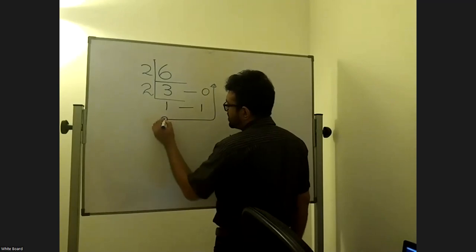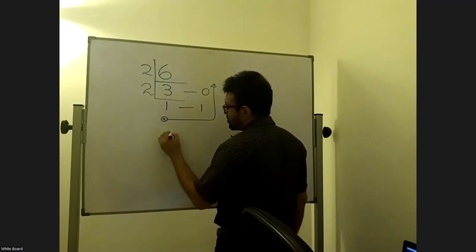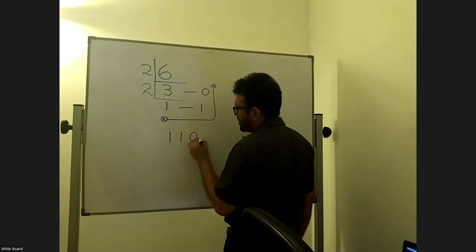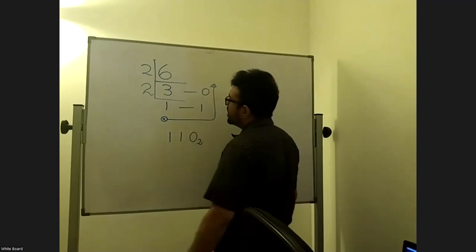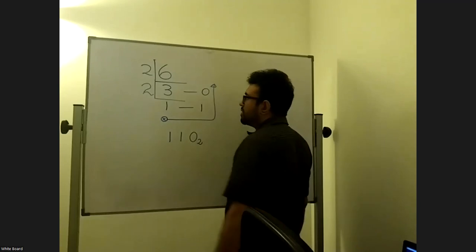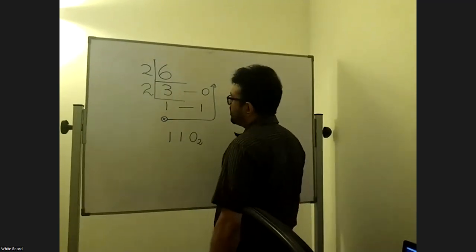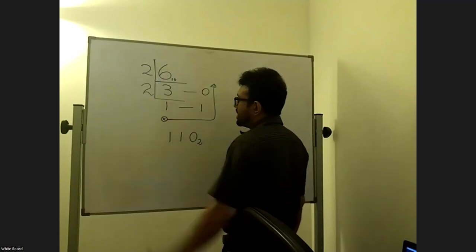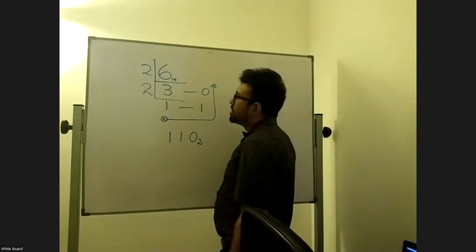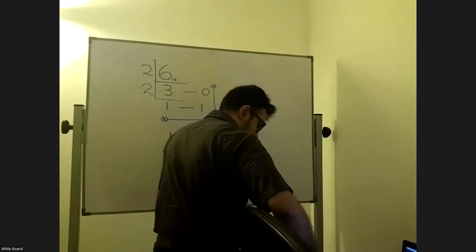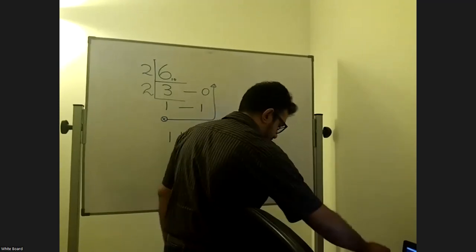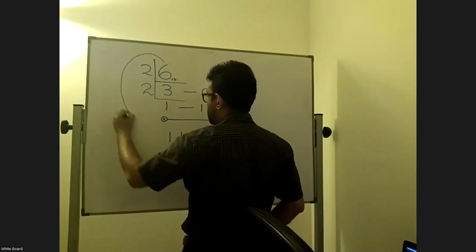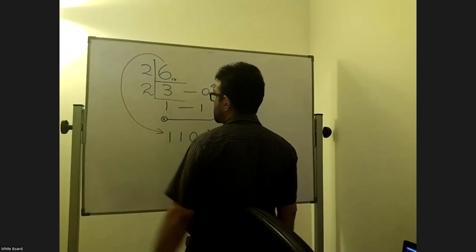So first you have to get this 1, then this 1, and this 0, and this is going to be the binary conversion of number 6. So this is of base 10, this is of base 2. So this is converted to this.